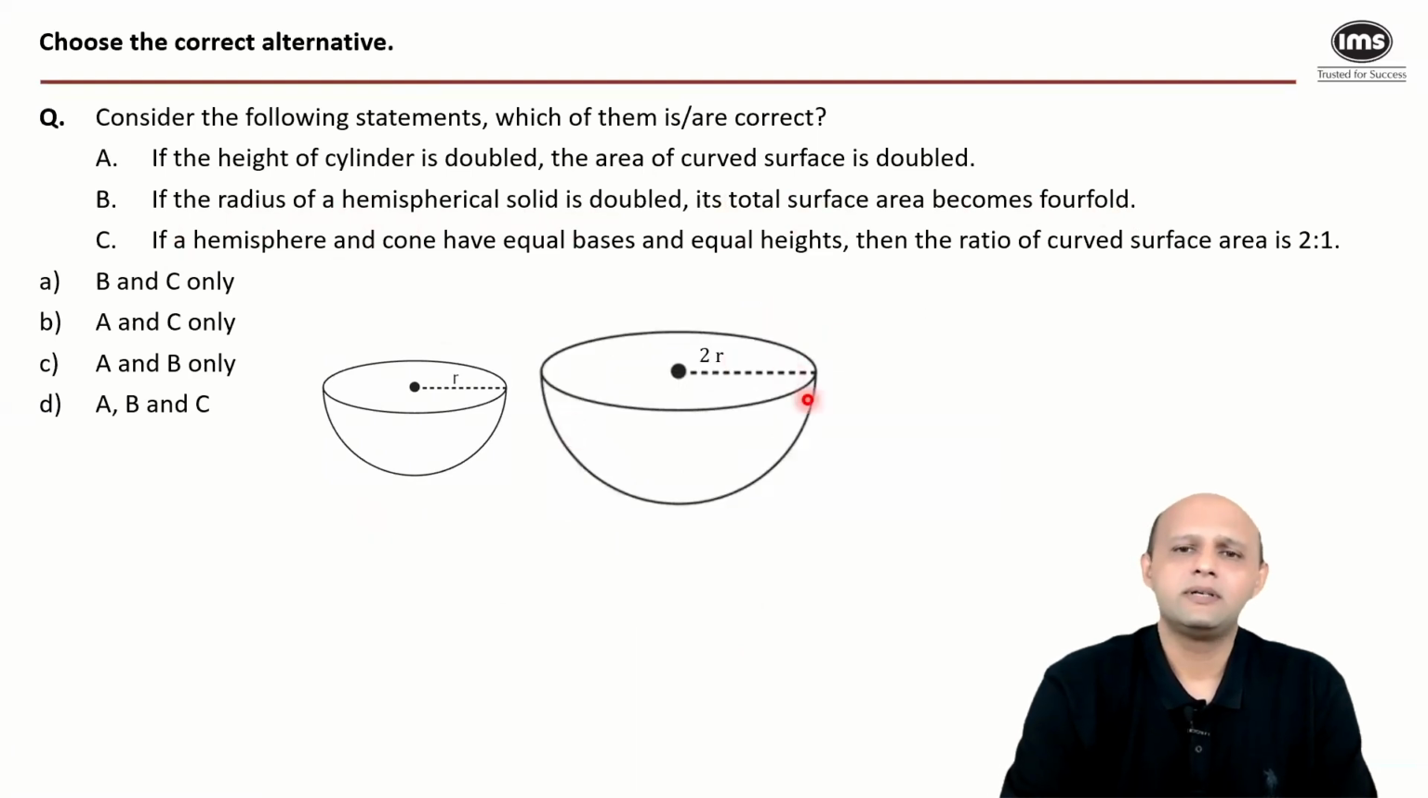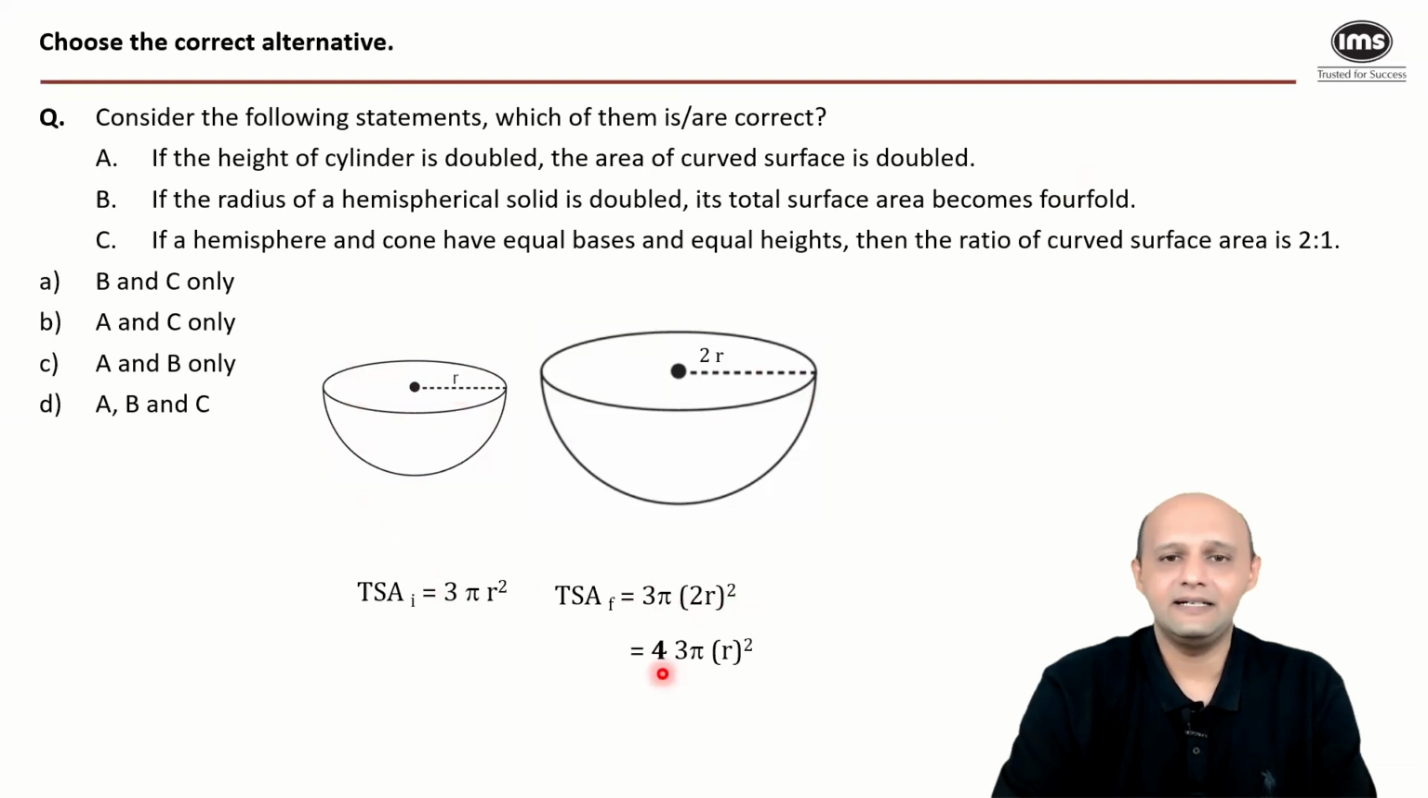Now, how would you calculate the total surface area for a hemisphere? The curved surface area, remember, is 2 pi r square. And therefore, this flat portion at the top would be another pi r square. Therefore, the total surface area is going to be 3 pi r square for the initial solid that was given. What is the final total surface area? It's going to be 3 pi times 2r square. So what is 2 square? 2 square is 4. And yes, indeed, the total surface area will become fourfold. So the second statement is also true.